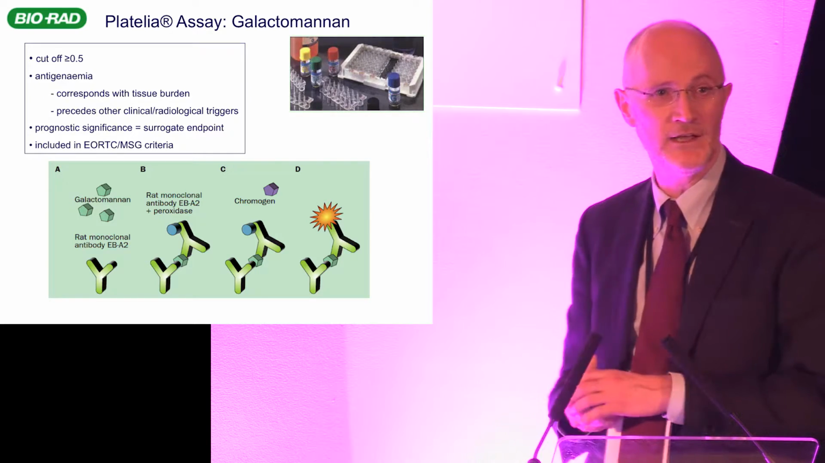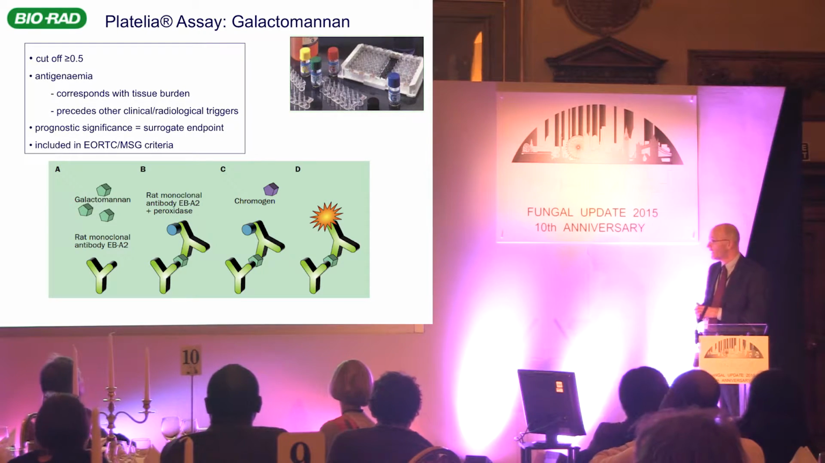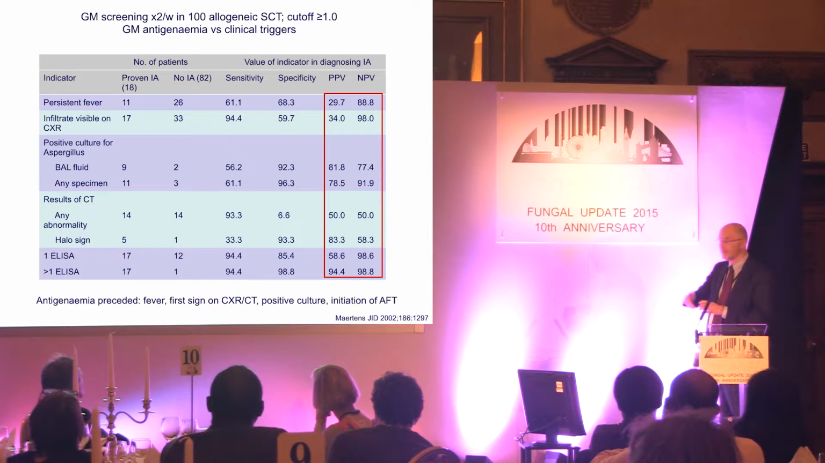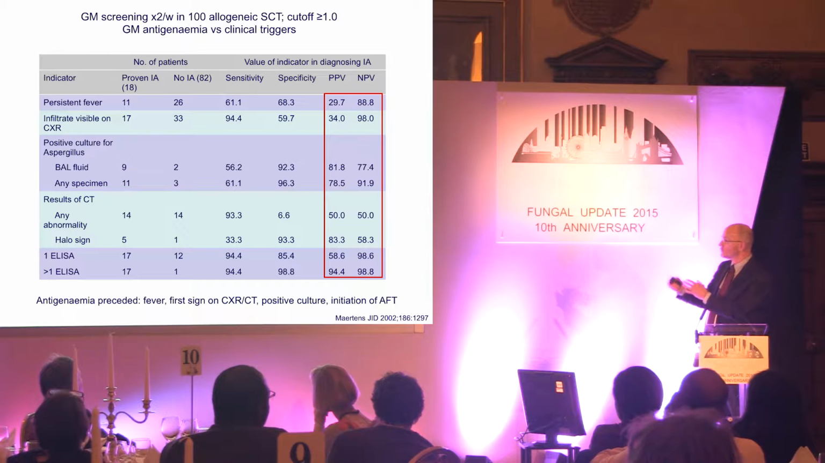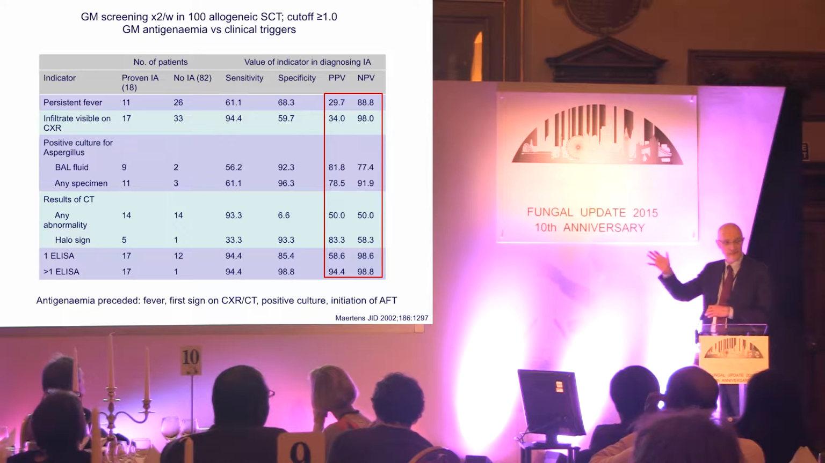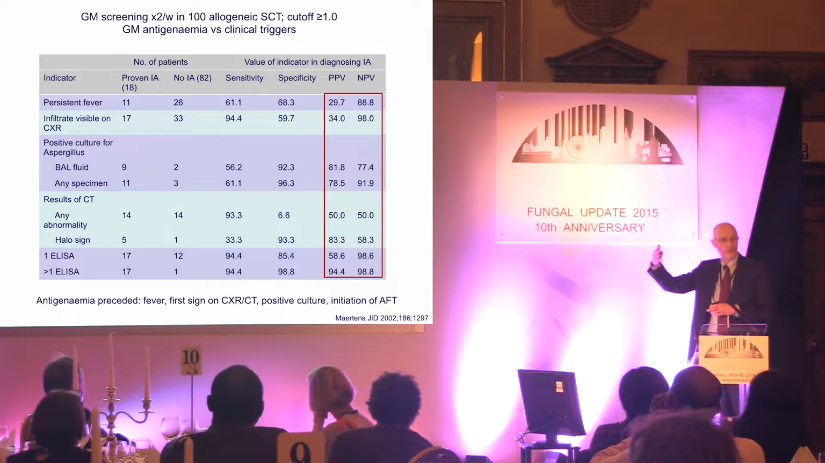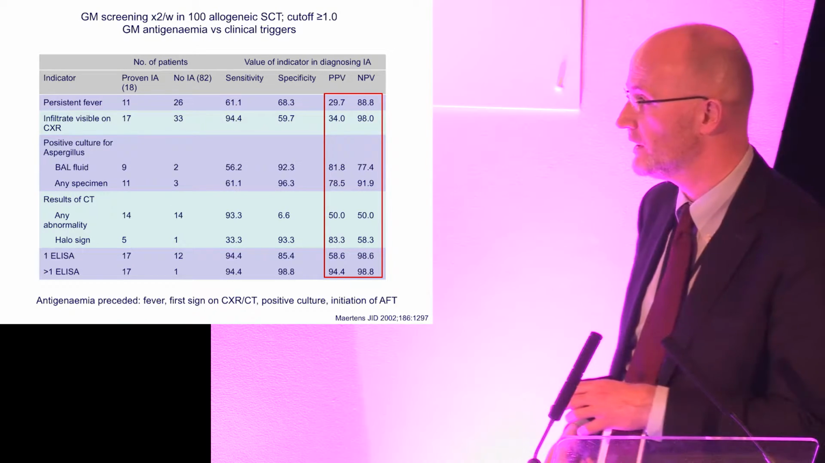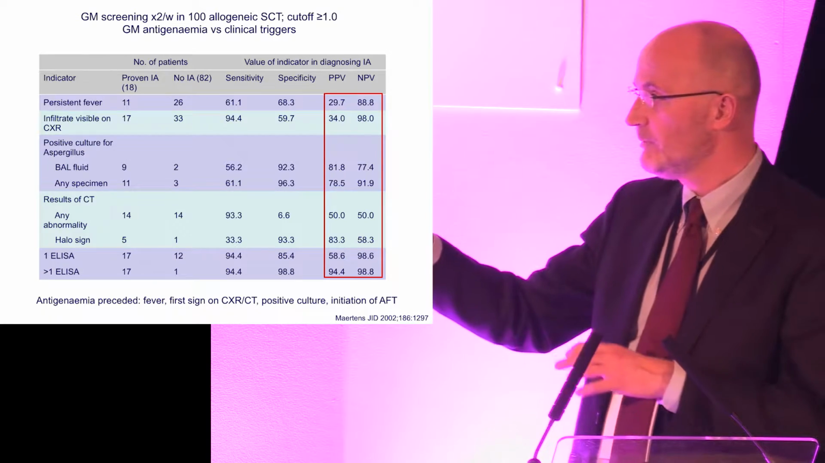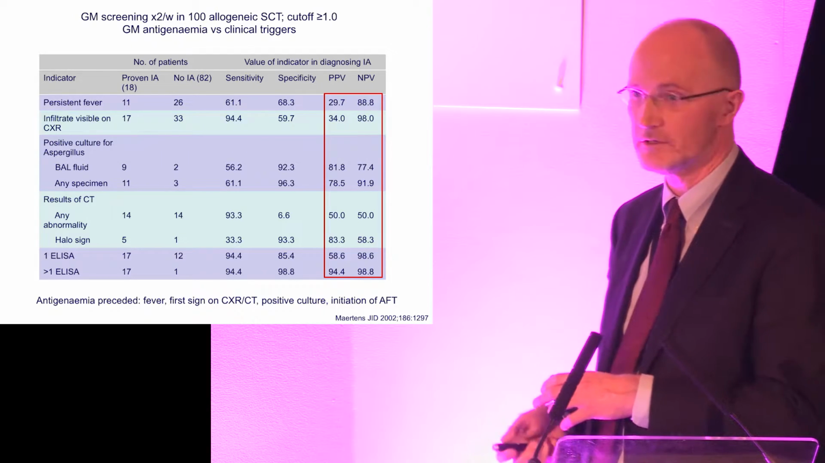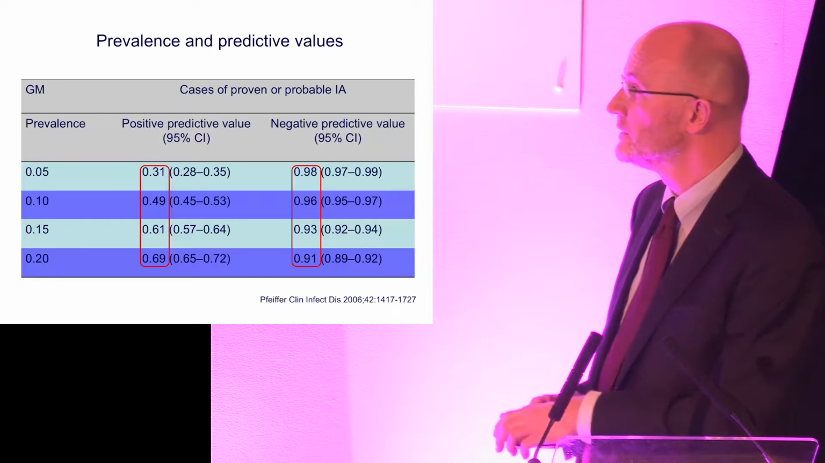It allows you to diagnose invasive aspergillosis, and it allows you to do it at an early stage in the infection. You know, it's over 12 years now since Johan Maertens in Leuven in Belgium showed the performance of this test in his group of patients. And if you look there at the bottom, you can see that the performance of this assay is actually better than the performance of every other clinical trigger. And it's not only better, but it became positive. The test becomes positive before any of these other triggers for treatment.